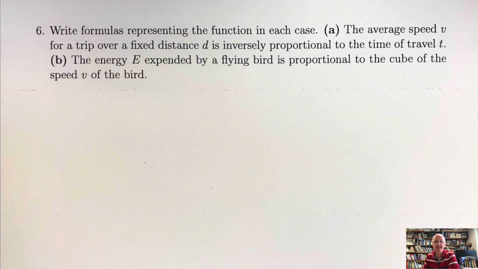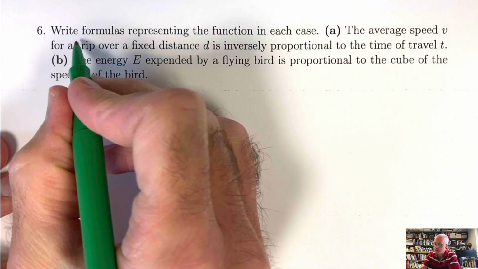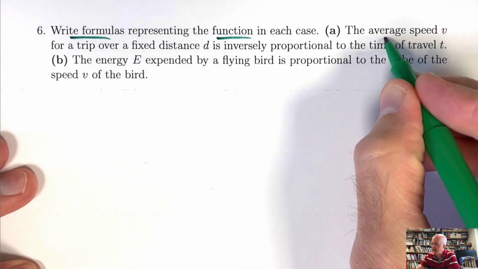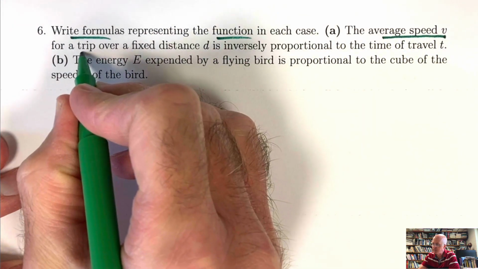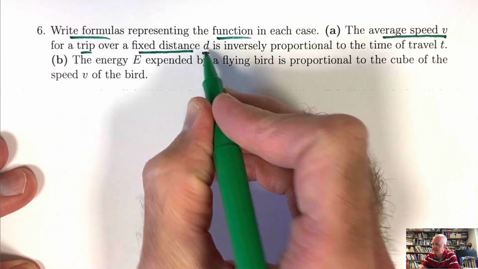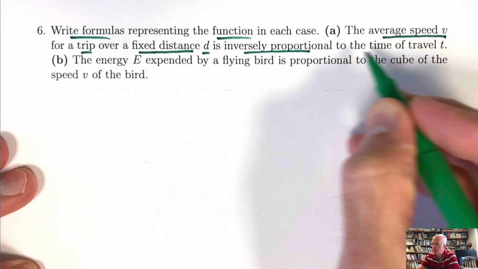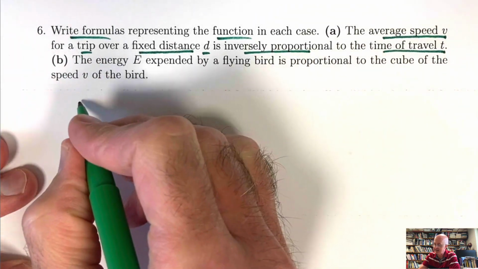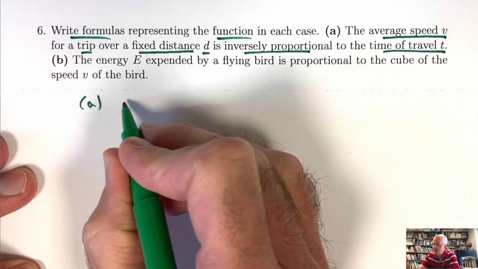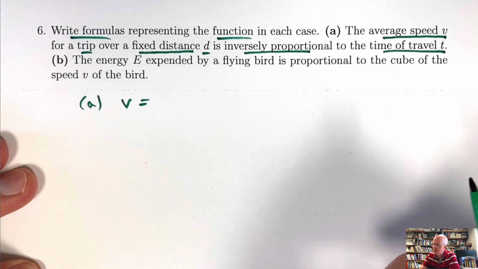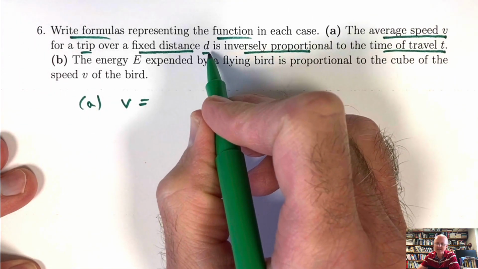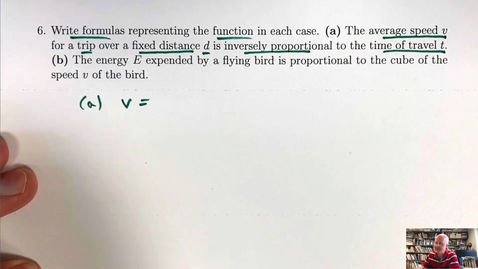As promised, problem 6 is also about proportionalities. Write formulas representing the function in each case. Part A, the average speed v for a trip over a fixed distance d is inversely proportional to the time of travel t. All letters here, you can handle it, just take a deep breath. The average speed v, ultimately we're going to think of as being a function of t. Think of d as fixed, okay?